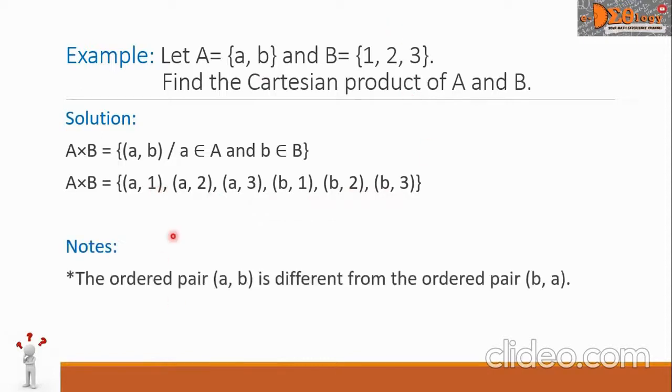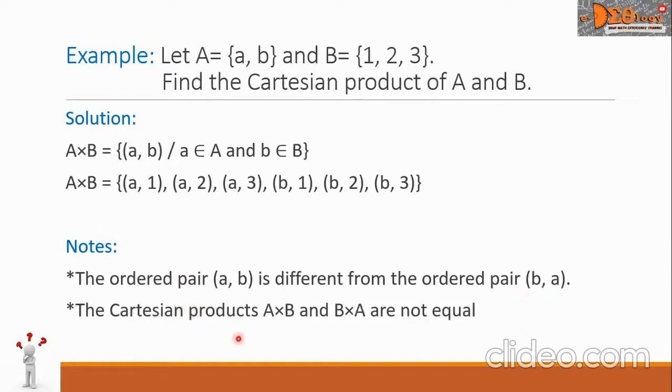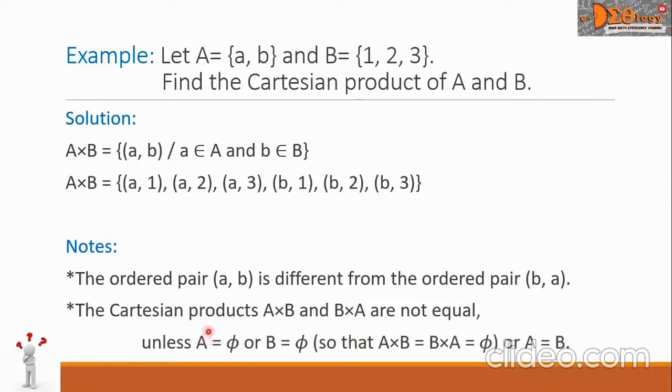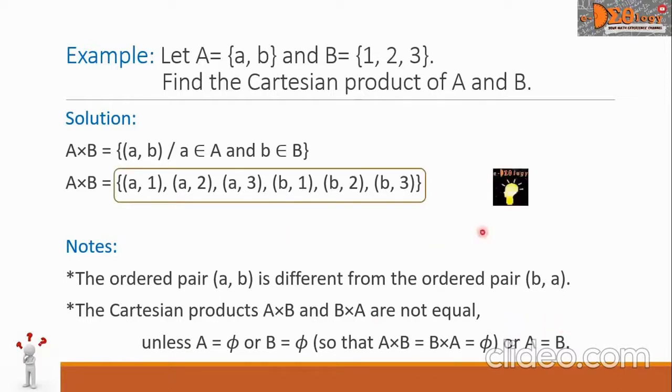There are notes here. Number 1, the ordered pair (a, b) is different from the ordered pair (b, a). The Cartesian products A times B and B times A are not equal unless A is an empty set or B is an empty set, so that A times B equals B times A equals the empty set, or it can be A equals B. So this is our final answer here.